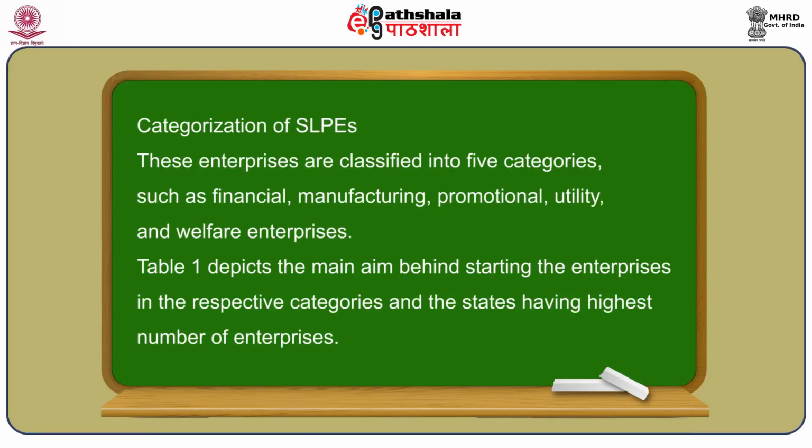Now we will see how these enterprises are categorized. These enterprises are classified into 5 categories. They are financial enterprises, manufacturing enterprises, promotional enterprises, utility enterprises, and welfare enterprises. What is the main aim behind dividing these enterprises? Each sector of enterprises has its separate aim.